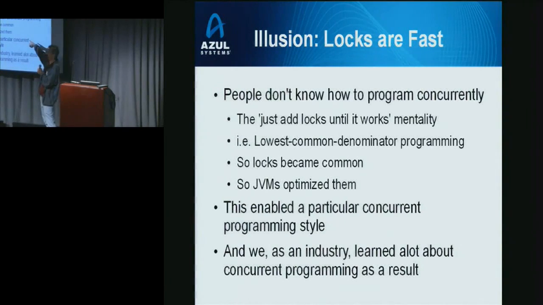So locks become common. Uncontended locks become common because they are defensively programmed in. Right? And so the JVMs optimize them. And we get this interesting concurrent programming style of add a bazillion locks until it works. And as an industry, we have learned a lot about concurrent programming, but what I claim we have learned is that this sucks as a programming style, and we're looking for a better model, and we don't know what it is yet. But it's the model we have right now.